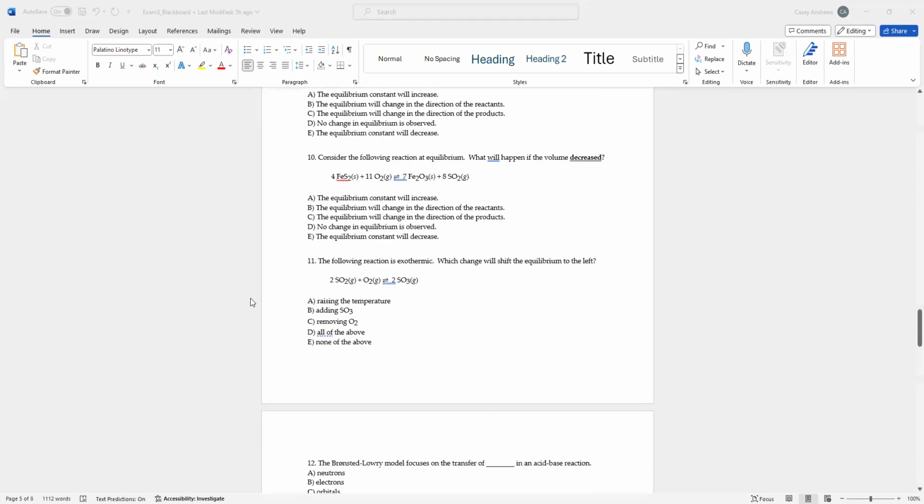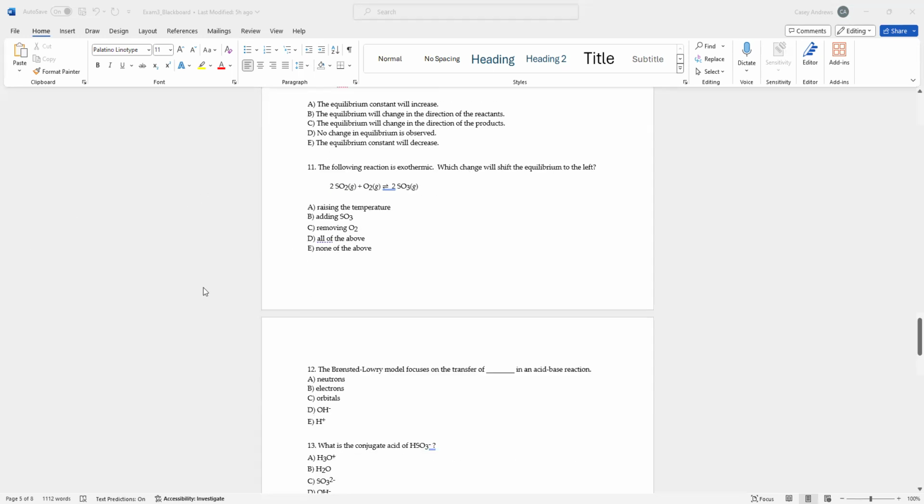11, it's exothermic, so we'll shift it to the left. That means heat is a product. So if I raise the temperature, it'll shift left. Adding SO3 will shift left. Removing O2 will shift left. So D, all of the above.